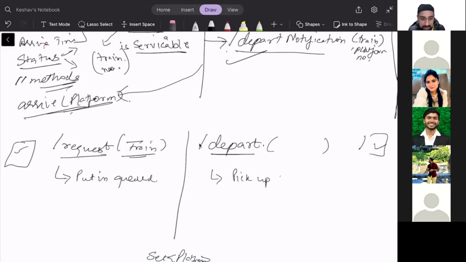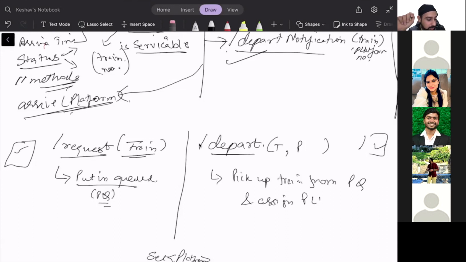If I'm taking it right, you said request comes, put it in a queue. Do you want to keep it a FIFO queue or a priority queue? The priority queue, okay, because we are giving priority. Whenever a depart comes, let's say it takes a train and a platform as an input, pick up the train from the priority queue and assign the platform. Yeah, kind of something like this.